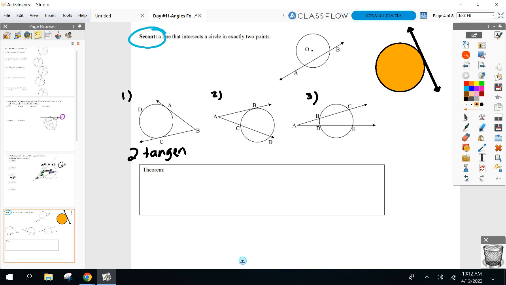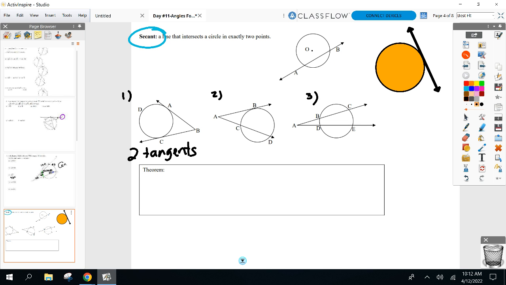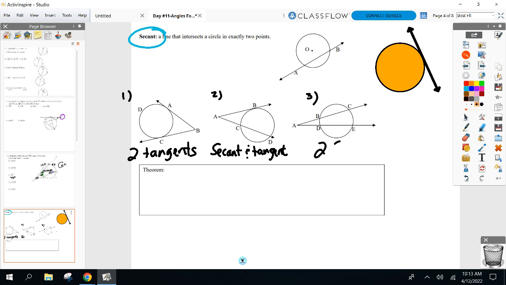Good. All right, let's use our vocab now. How is angle A formed on diagram 2? Angle A is formed by 1 tangent and 1 secant. Good job. Secant and tangent. And diagram 3, how is angle A formed? 2 secants. Good.